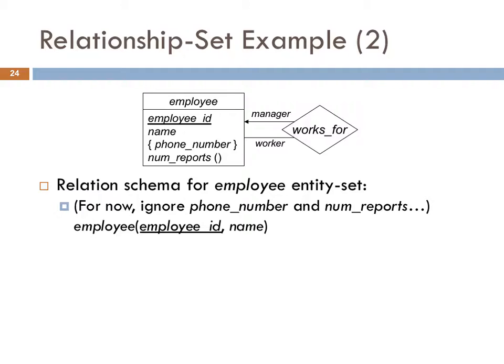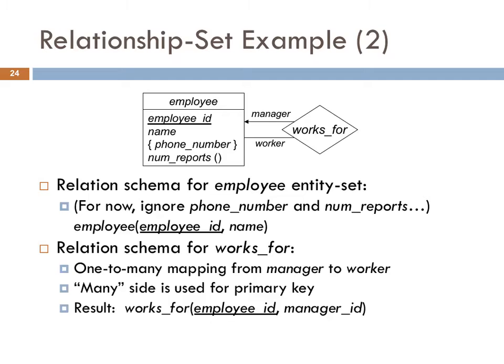Okay. So relation schema for employee entity set, employee ID, and name. Relation schema for works for. Well, notice it's many to one from worker to manager. The many side is the side with the primary key. So worker's employee ID is going to be the primary key for that, even though we have the employee ID appear twice, because one's for the worker and one's for the manager. We would end up with something like this, right?